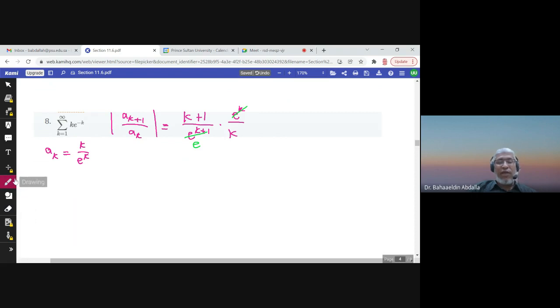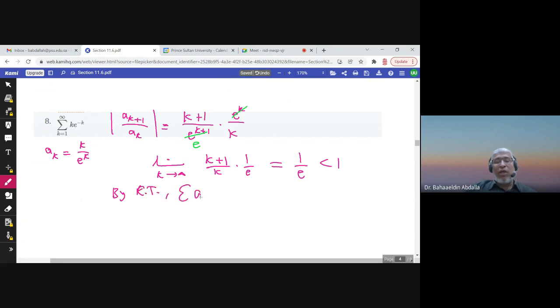So now I find the limit. The limit when k goes to infinity of (k plus 1) over k times 1 over e. 1 over e is a constant, it will go out. And the limit of (k plus 1) over k when k approaches infinity is 1. So the limit is 1 over e, which is less than 1. So by the ratio test, summation a_k is absolutely convergent.